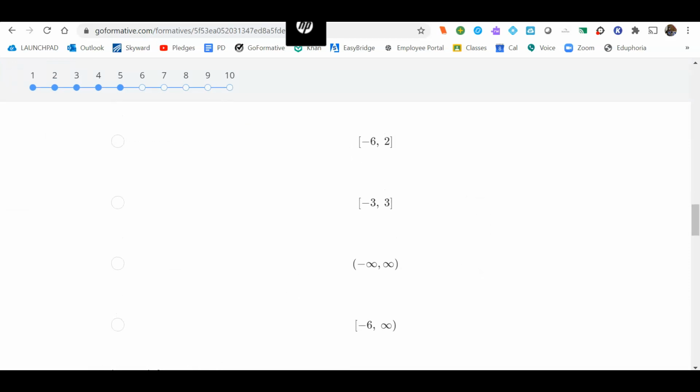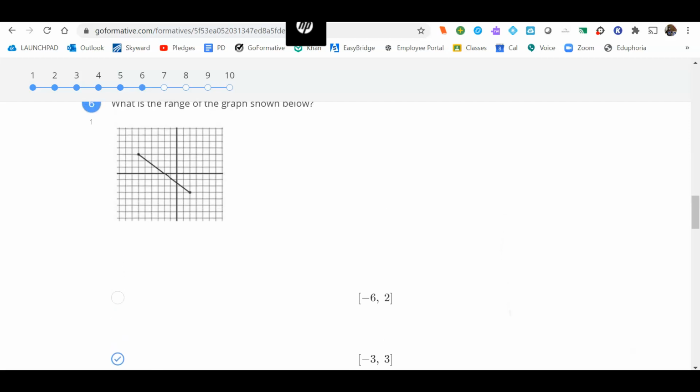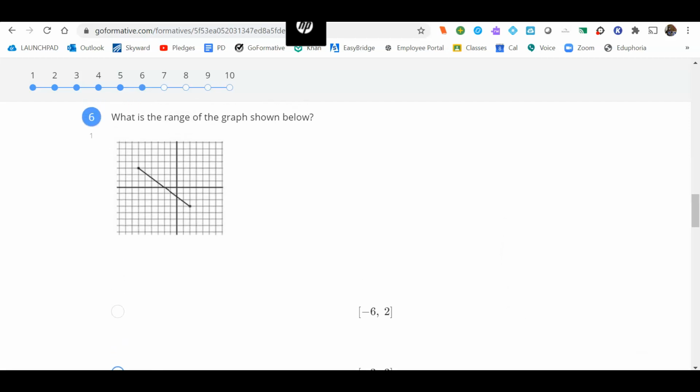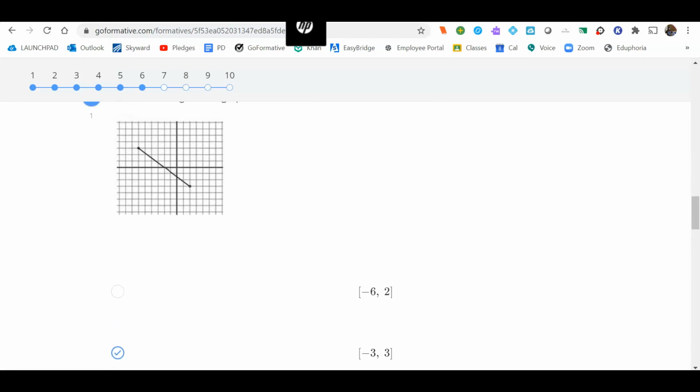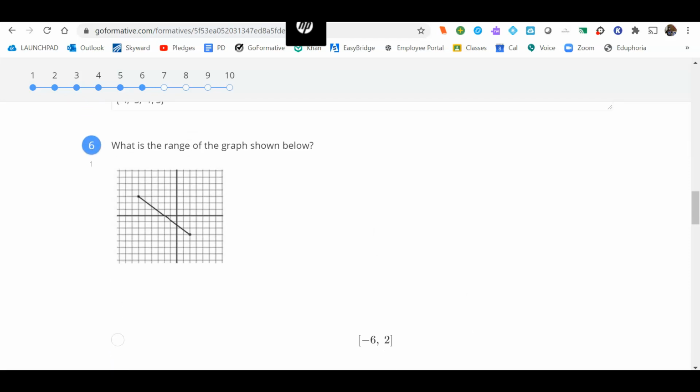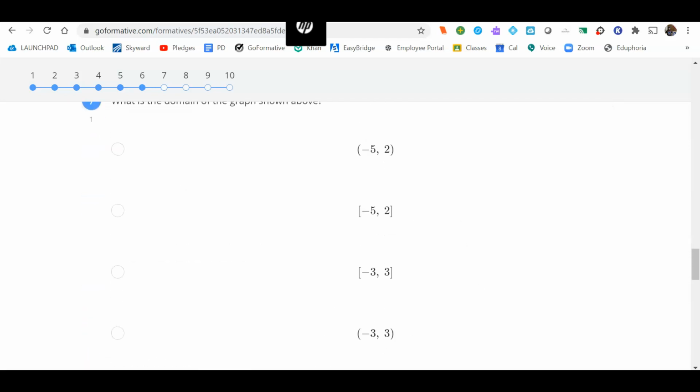Now I'm looking at my answer choices. Which one is it? Well, clearly it has to be this one right here, right? If we're talking about the range, which we are. Now, these other distractors, negative 6 and 2, well, hey, that would be maybe the answer for domain, but please be careful. Domain is left and right, range is up and down, all right?